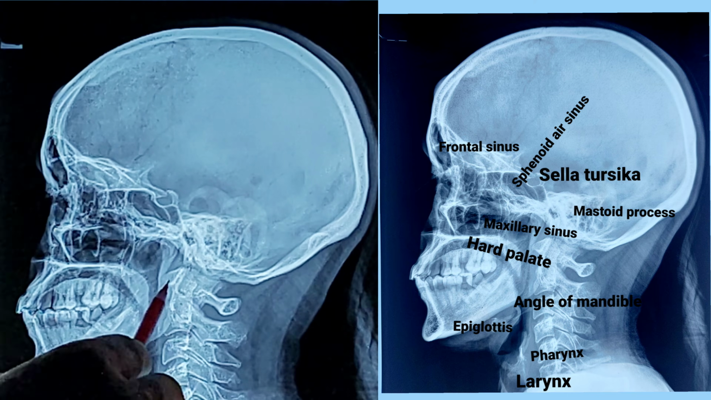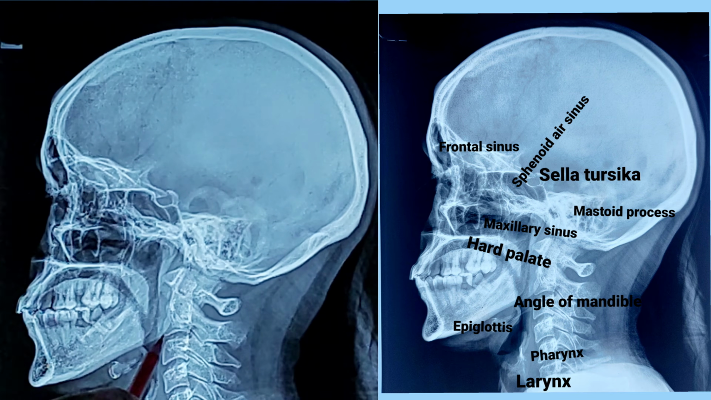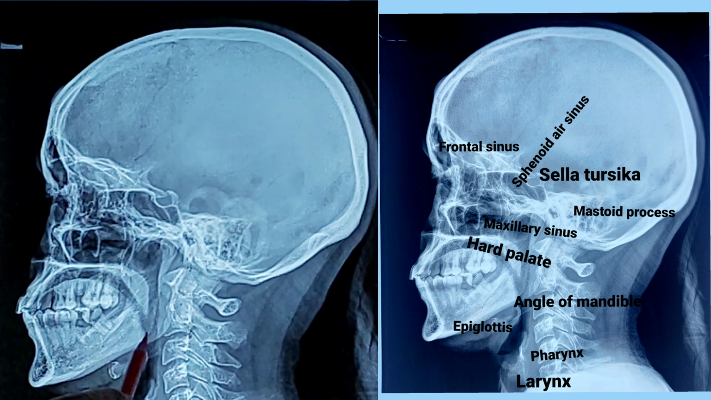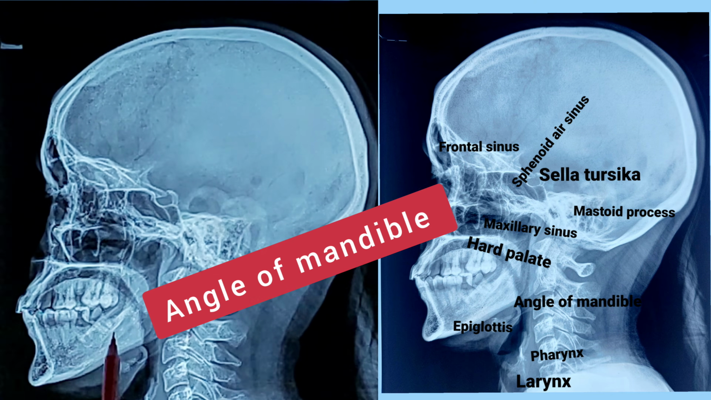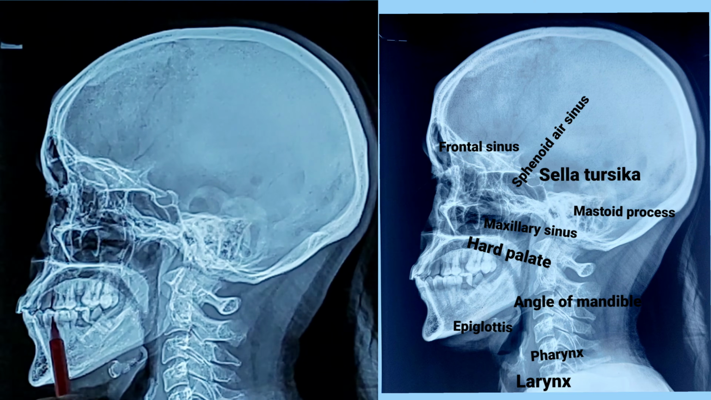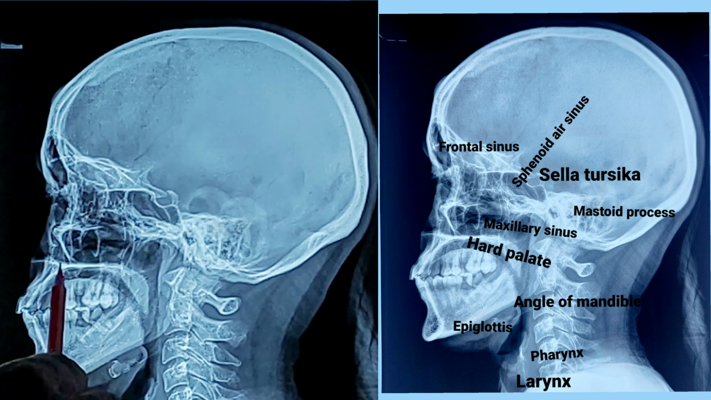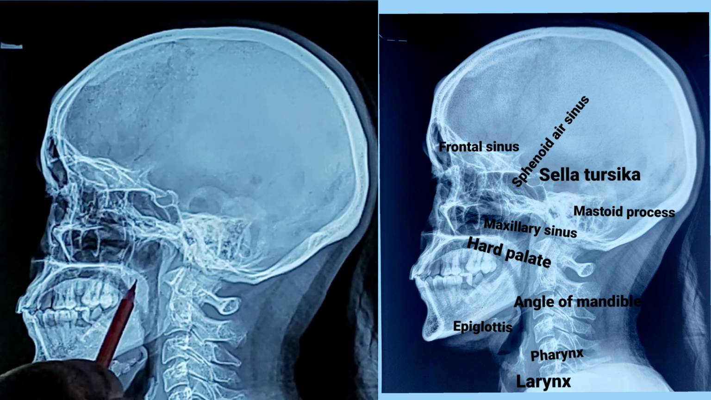And if you trace this shadow downwards, here you will get an angle. This angle is the angle of the mandible, which is formed by the posterior border of the ramus and the inferior border of the ramus of the mandible. So this angle is formed by the part of the ramus, not by the body. And this is another shadow of the mandible of the opposite side. This is the angle of the mandible of that side. And this is the body of the mandible, and here the teeth of the lower jaw.